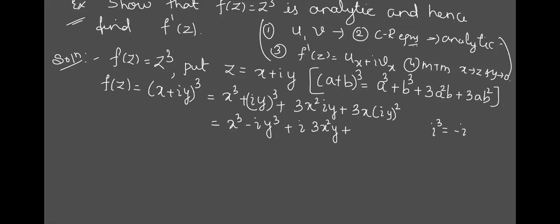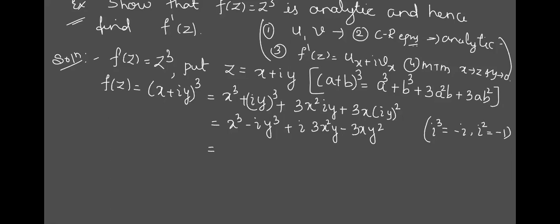Now, what is i square? See here, if I square it, it is i square, which is minus 1. So where will that minus come? Obviously here. Okay, so this is minus 3xy square. Okay, very simple thing. Now, can you separate the real and imaginary parts?